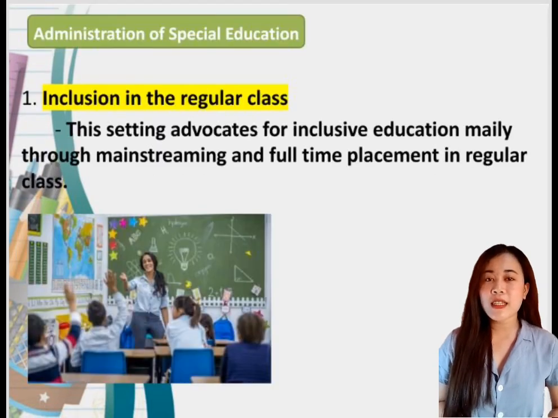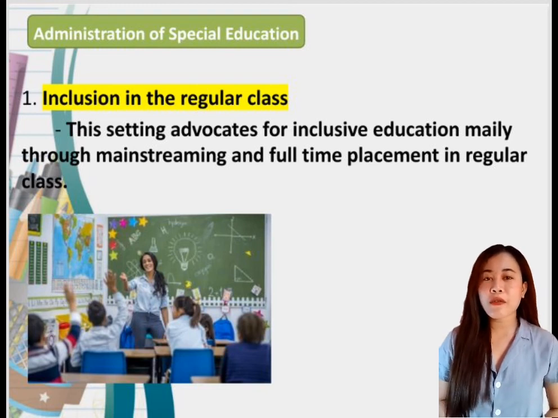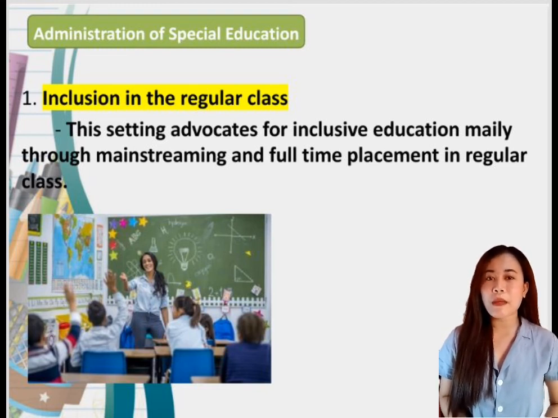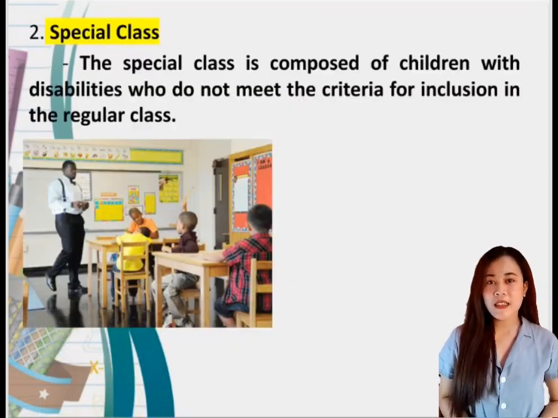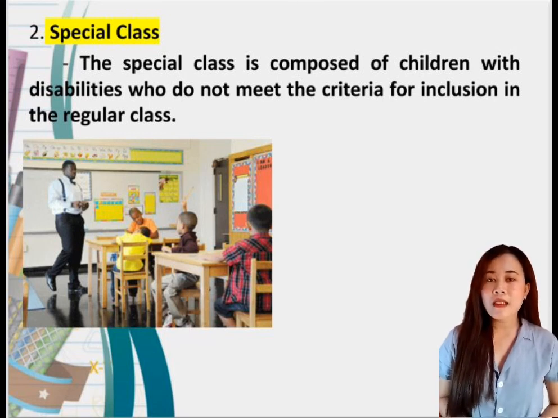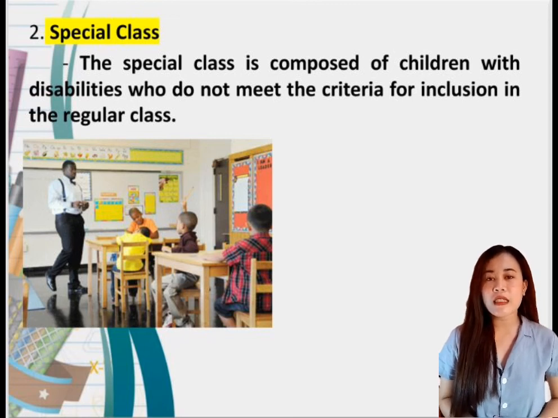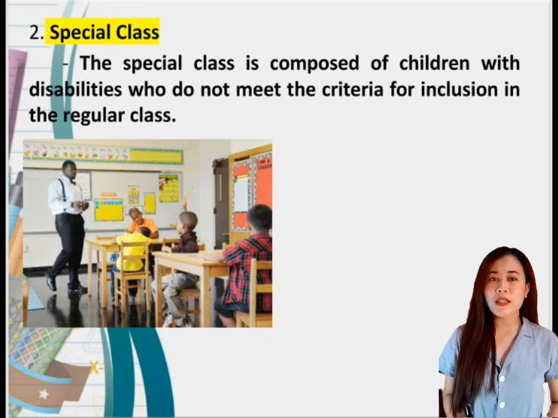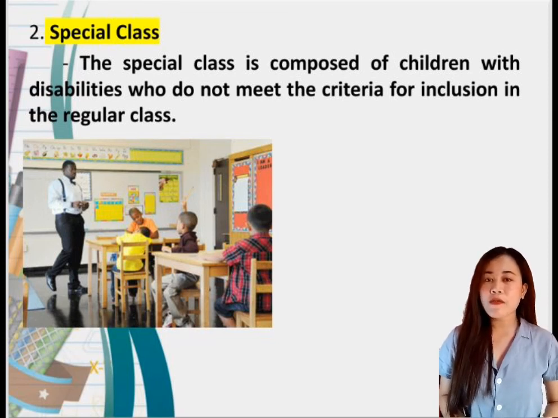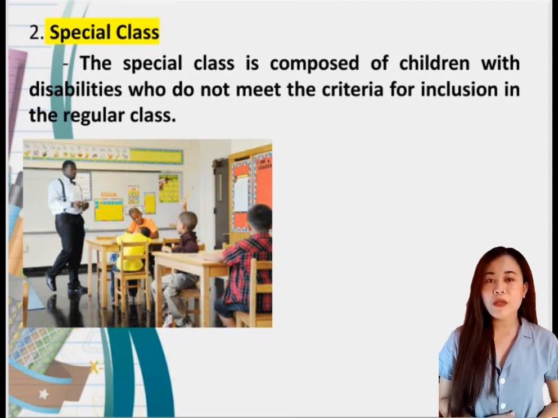First, inclusion in the regular class. This setting advocates inclusive education mainly through mainstreaming and full-time placement in the regular class. Students with disabilities have opportunities to learn in the same environment. Second, special class. The special class is composed of children with disabilities who do not meet the criteria for inclusion in the regular class. They are grouped together because of similar individual needs so that they can receive specially designed instruction.